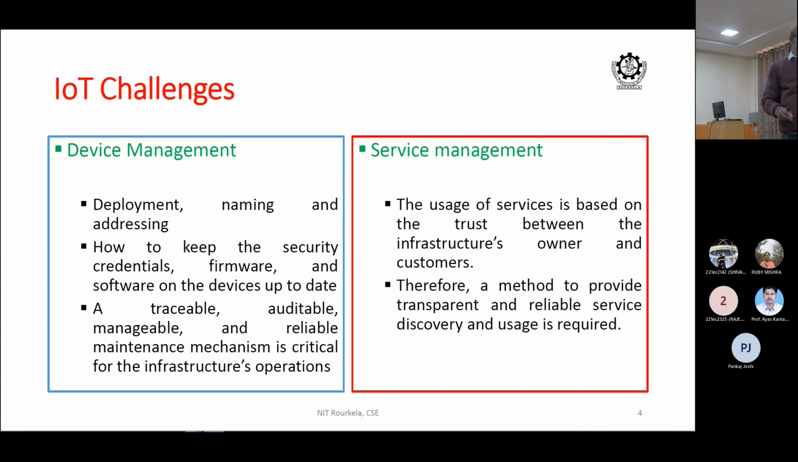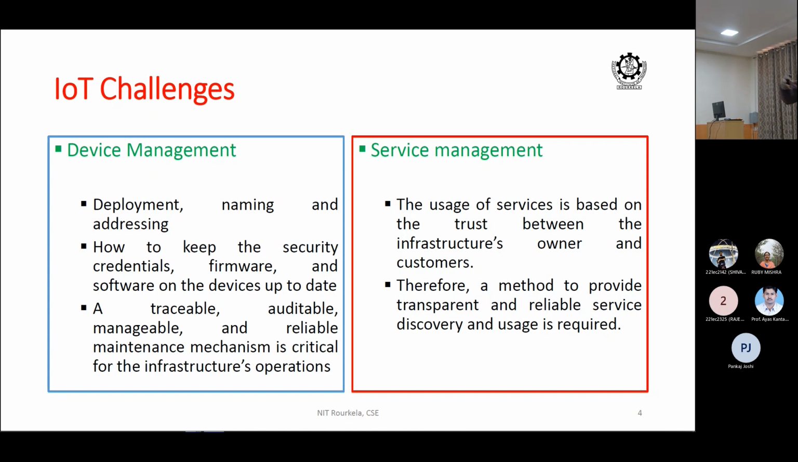The devices that you put or deploy in an IoT infrastructure, all these need to be traceable. That means you should be able to trace the location of the device. Or once you deploy it, it must be possible to audit whether the particular device is present or whether it has already been tampered with by someone. So it should be traceable, it should be auditable, it should be in a position to manage it, and all this maintenance mechanism should be available.